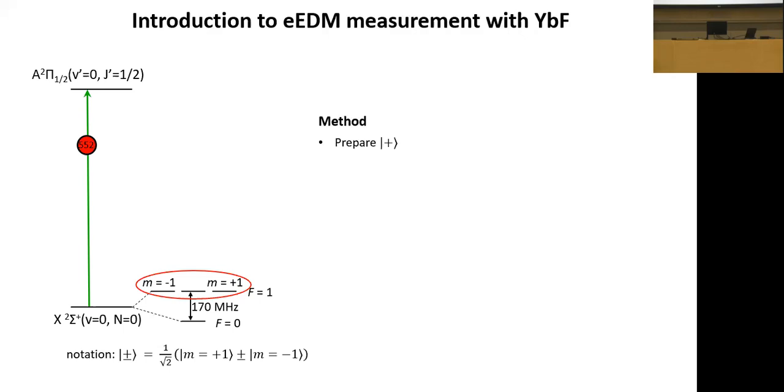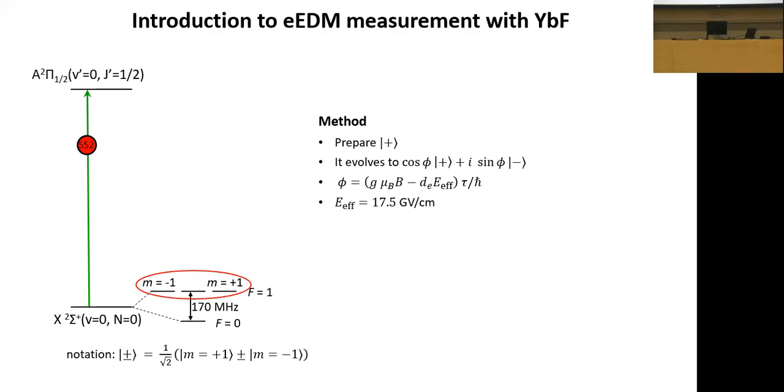The basic method is simple. We prepare the molecules in the plus state, which will evolve to cos φ plus i sin φ minus state, where the phase φ has two parts. One is the magnetic part, due to the interaction of the magnetic dipole moment and the magnetic field, and the electric part, which is due to the interaction between the electron EDM that we want to measure and the effective electric field. And of course, the phase φ is proportional to the coherence time, which I call τ.